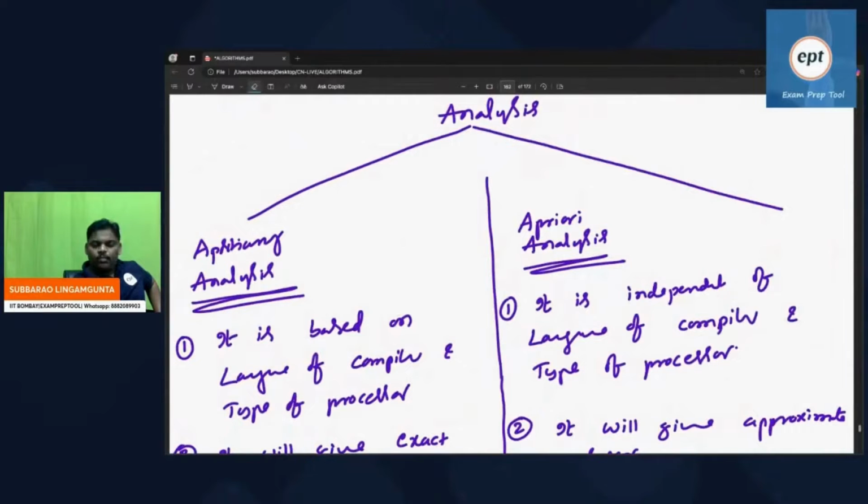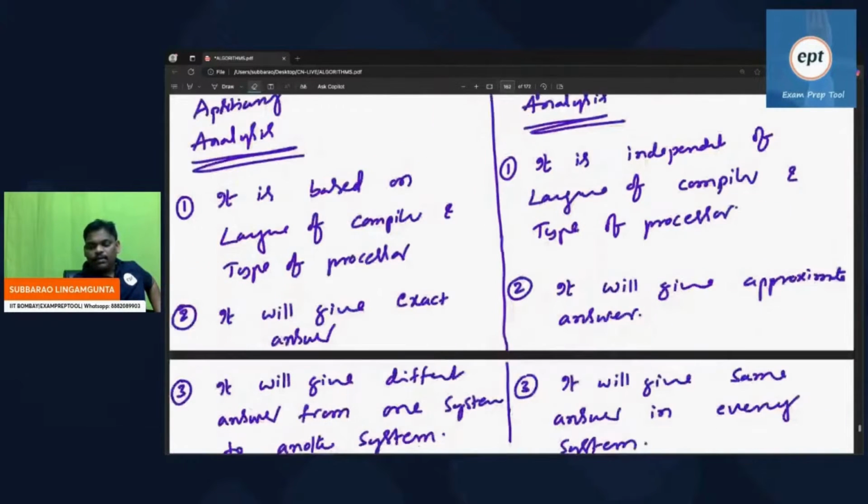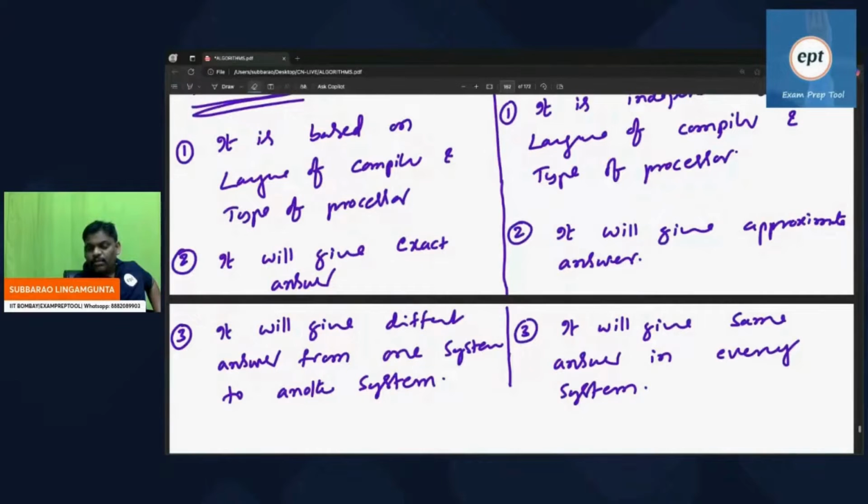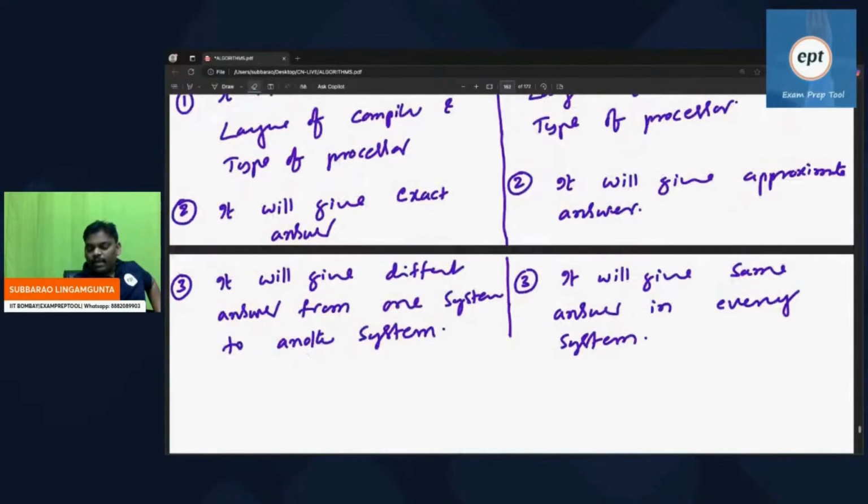Analysis: posterior analysis, priori analysis. In the posterior analysis, the actual things you take into consideration. In the case of priori analysis, you don't take the actual things into consideration. Because if you take actual things into consideration, system to system the actual things will differ, so the time complexity also will differ. It will give a different answer from one system to another. The priori analysis will give the same answer in every system.